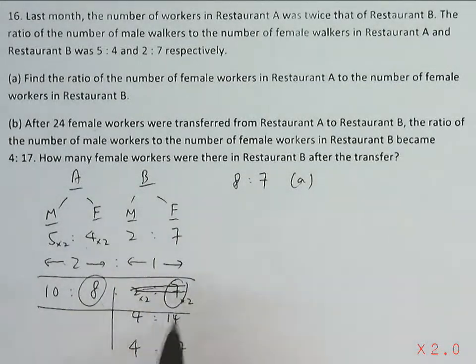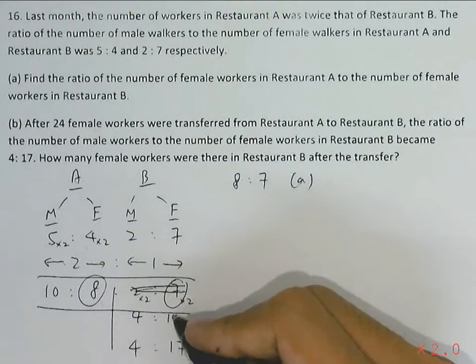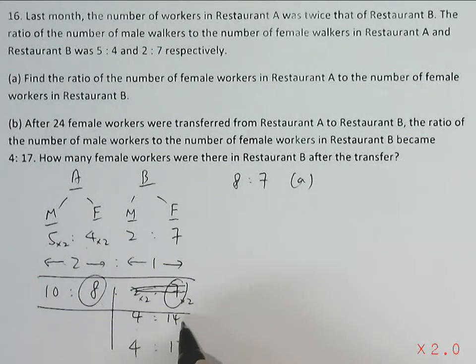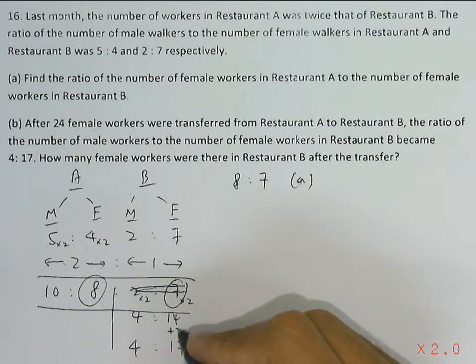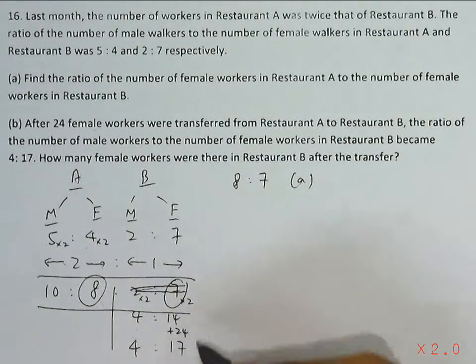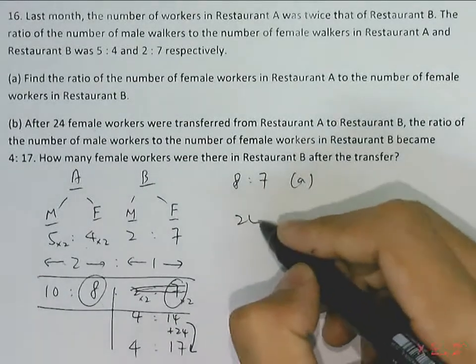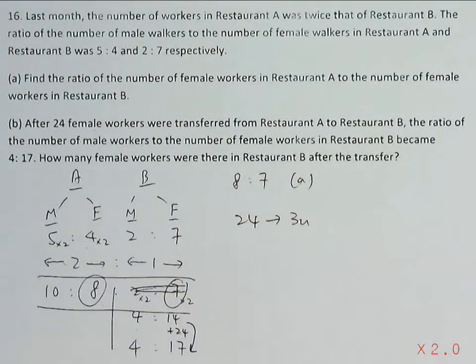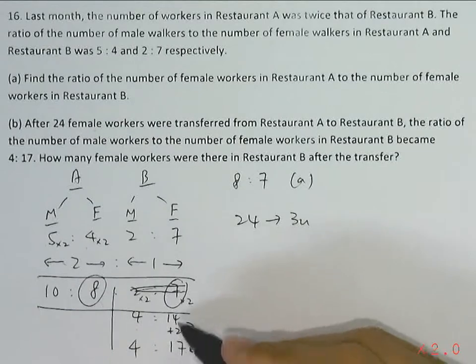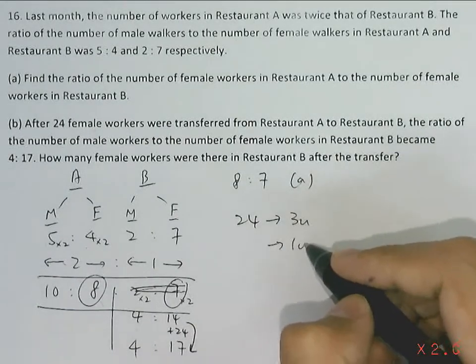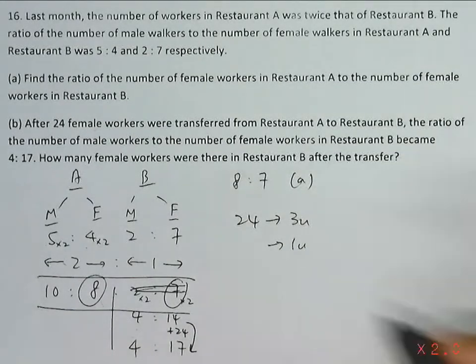If we just zoom into this part, alright, so initially the ratio was 4 to 14. After gaining 24 female workers, then it became 4 to 17. So as we can see here, 24 female workers will be the 3 units that they gain. From 14 to 17, that's a difference of 3 units. So 1 unit will then be 24 divided by 3, which is 8.